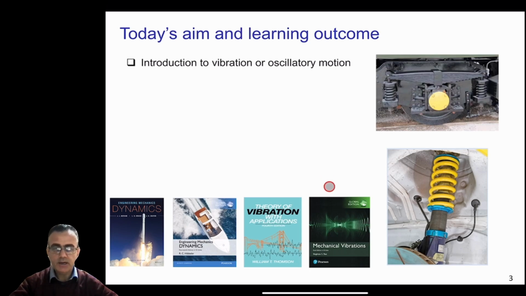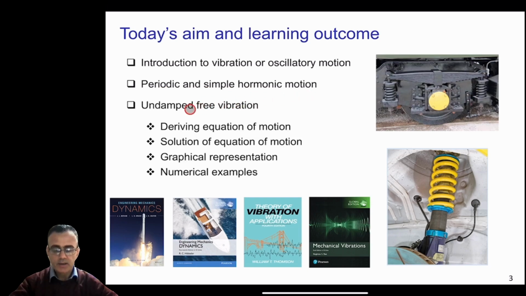So in today's lecture, our aim is to talk about vibration or oscillatory motion, and then we will discuss periodic and simple harmonic motion, and then this specific type of vibration motion, which is undamped free vibration. For this specific type of vibration, we will discuss how to derive the equation of motion for undamped free vibration, then how to solve the equation of motion, and then how to represent that solution graphically. And finally, we will discuss some numerical examples.